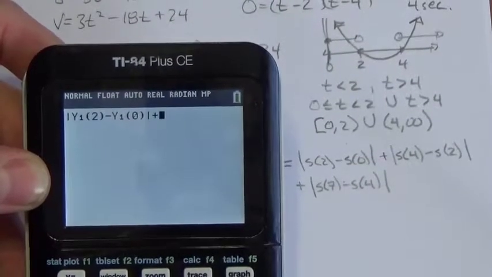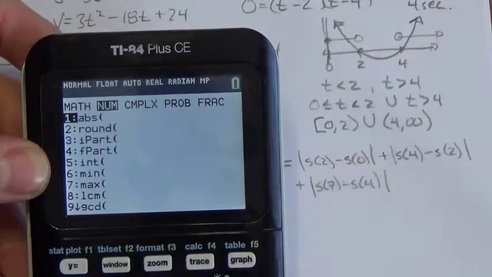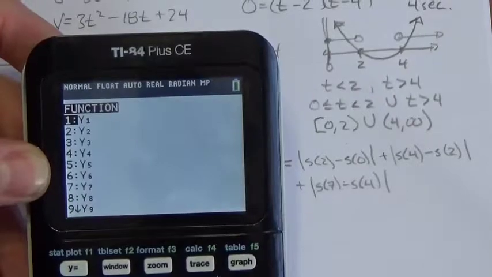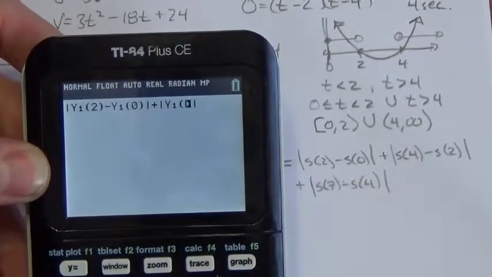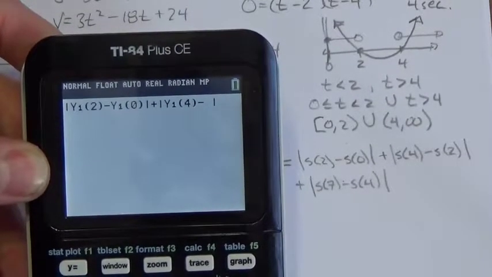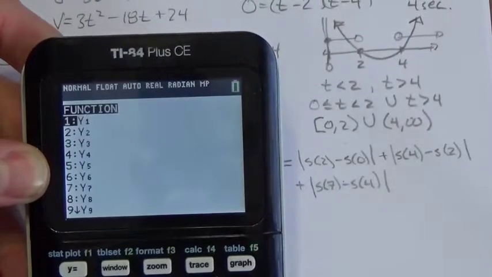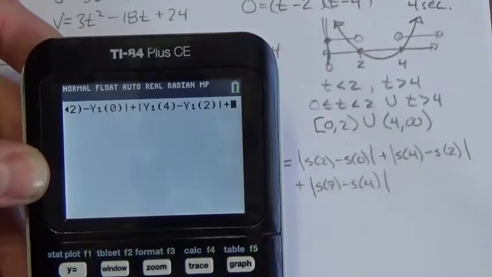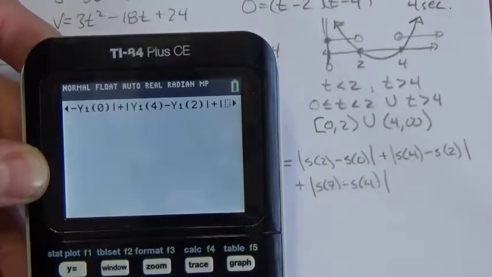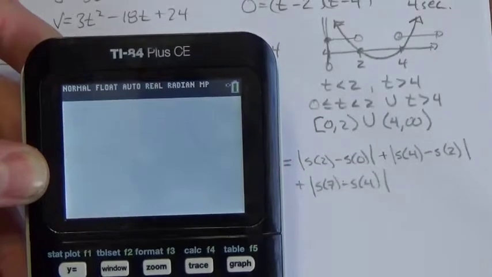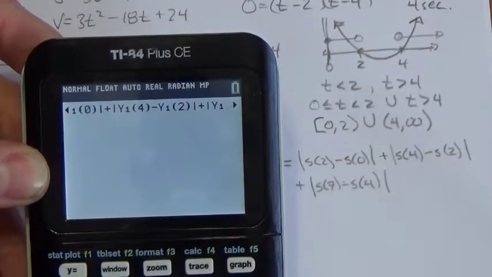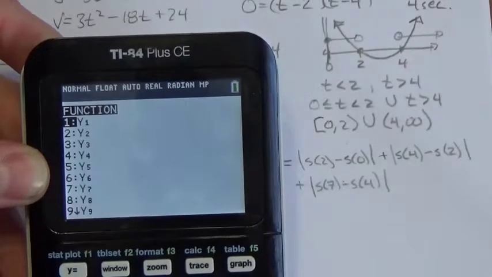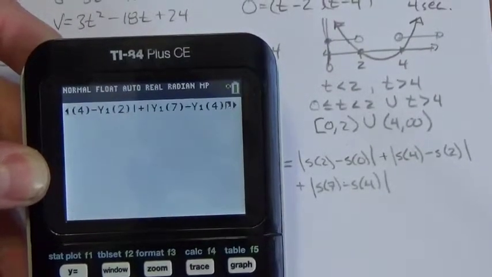I'm going to add to that MATH, absolute value, and then I'm going to do VARS, Y-VARS, Function, Y1 of 4 minus VARS, Y-VARS, Function, Y1 of 2. Get out, and I'm going to add MATH, absolute value, VARS, Y-VARS, Function, Y1 of 7, minus, last one, VARS, Y-VARS, Function, Y1 at 4.